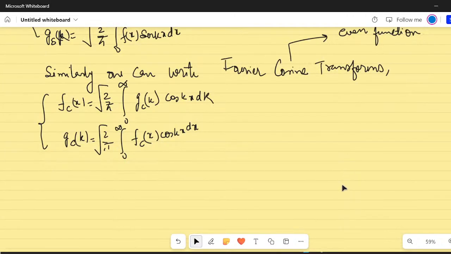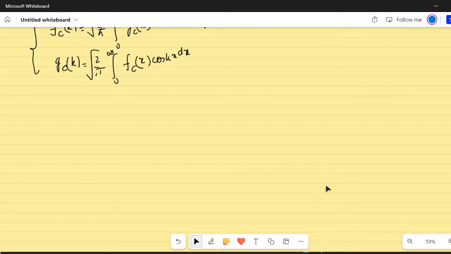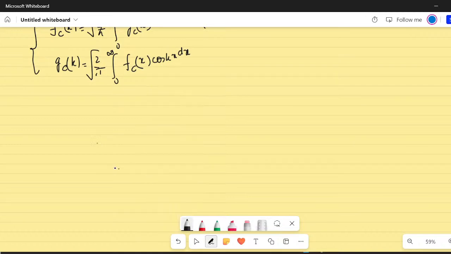Okay. Now one has to see that not all functions can be defined on the entire domain, that is on the entire real line, because whenever you are supposed to find the Fourier transform, the integration, or you can say the transform, is taken from minus infinity to plus infinity. And it may so happen that your function may not be defined on the entire domain. Let's say it is only defined for all x greater than 0.